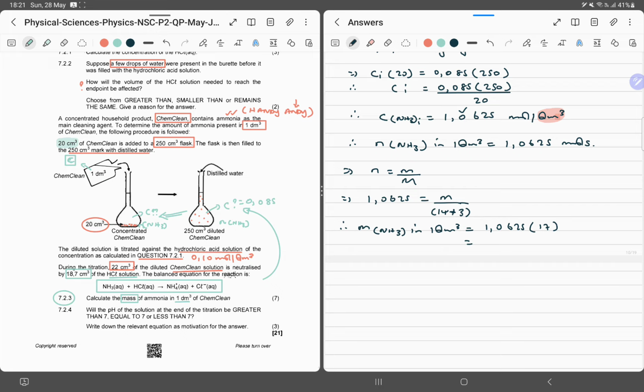1.0625 into 17. So this gives us 18.06 grams. Okay, that is quite a lot of ammonia there. So that is it, guys.